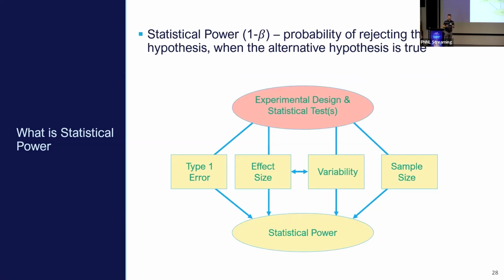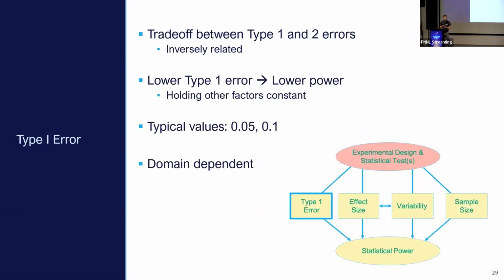So as we mentioned before, statistical power is the probability of rejecting the null hypothesis when the alternative hypothesis is true. And as we talked about before, with beta being the type 2 error, statistical power then becomes 1 minus that type 2 error. When we're trying to calculate the statistical power, it's based off of 4 different elements: the type 1 error, the effect size, the variability, as well as the sample size. And all of those 4 elements contribute into calculating the statistical power of our experiment.